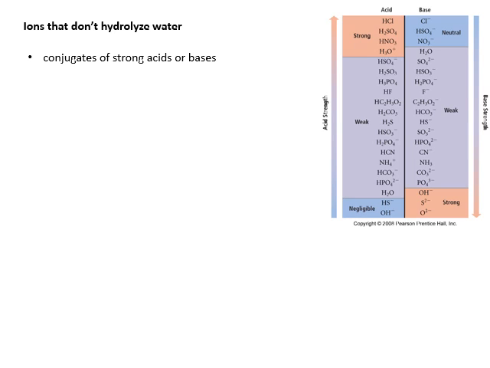So far, we've seen examples of ions that act as acids or bases or both. However, some ions don't hydrolyze or react with water at all. Examples include conjugates of strong acids or bases. For example, the chloride ion will not alter the pH of the solution.